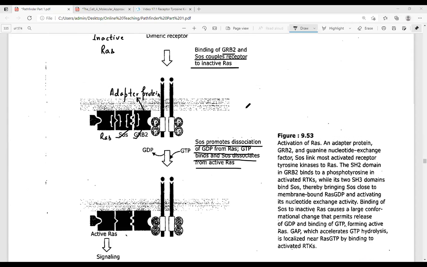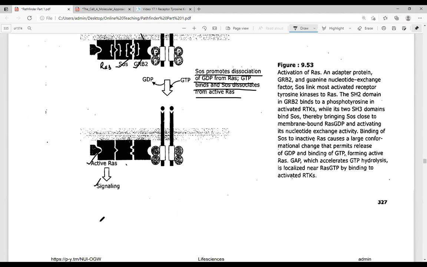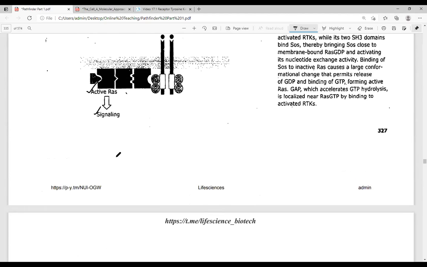The binding of GTP is going to take place. The GDP is going to be lost. As the GDP is lost and GTP is bound, the inactive RAS has been converted into an active RAS. And ultimately, cell signaling is going to take place. Then the cell signaling will occur and the signal will be transferred to the other target protein.